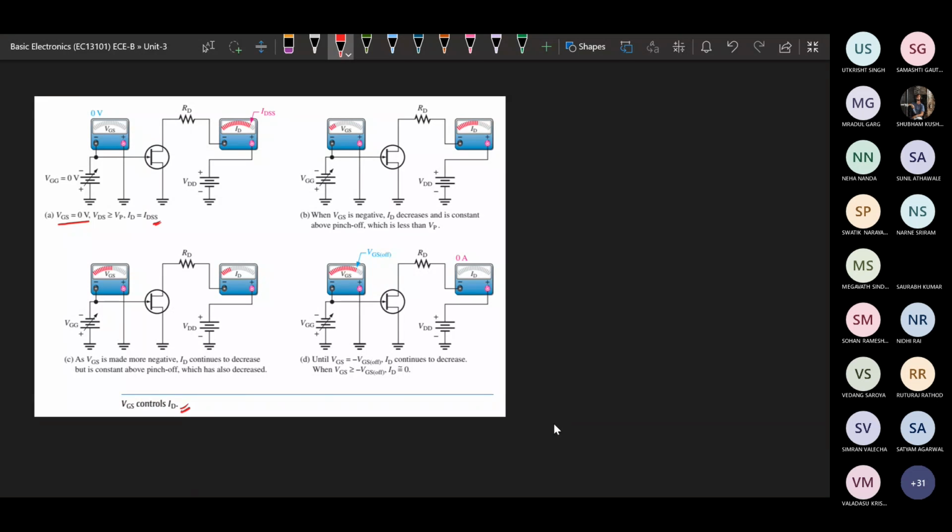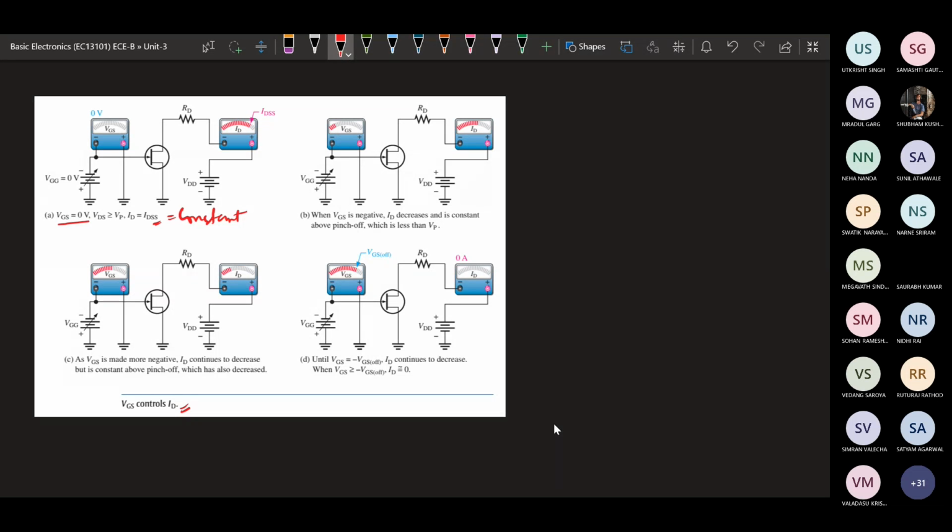So ID equals IDSS when VGS equals 0. At that time, whatever the current will be, that will be IDSS, a constant current. The next point is when VGS is negative, we are going to reduce the VGS. Initially it is 0, now we are going to reduce it. So when VGS is negative, ID decreases, the current will be decreasing, and is constant above pinch off.